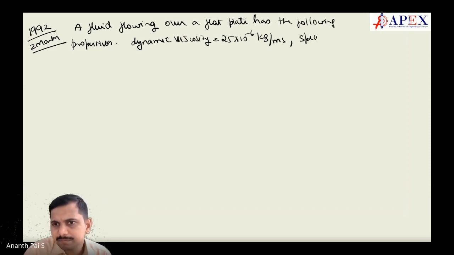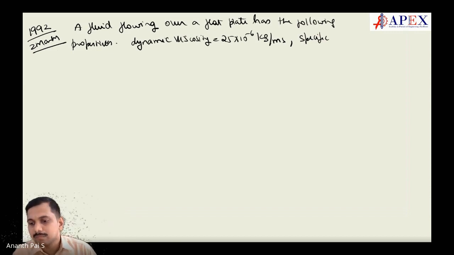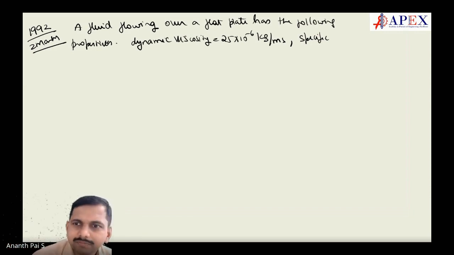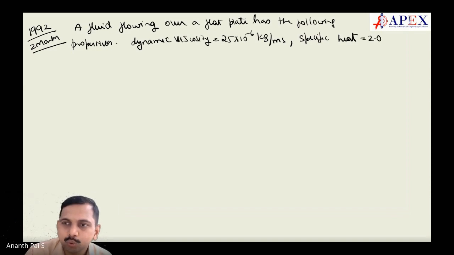Specific heat is equal to 2.0 kilojoules per kg Kelvin.